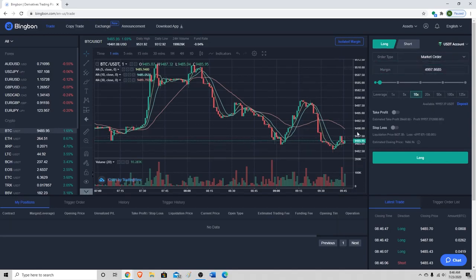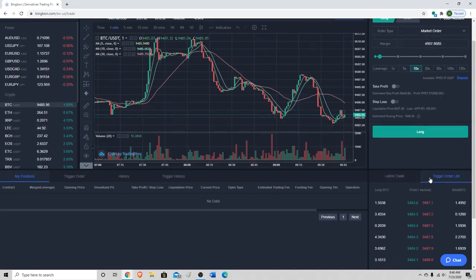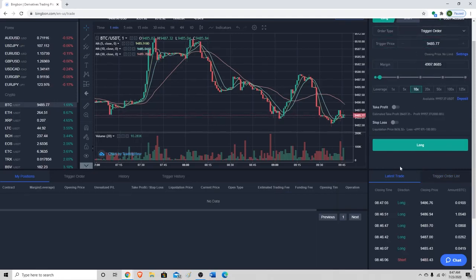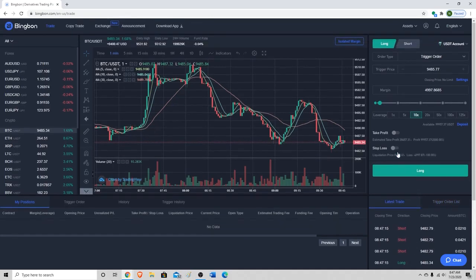Market is obviously going to market me in at the next trigger price. So 94.87 is where I would get in, okay? If I want a limit order, I can use a trigger order, okay? And then I can set it wherever I want. I can set it at 94.85 to get ahead of this one, okay? So that's how those work.